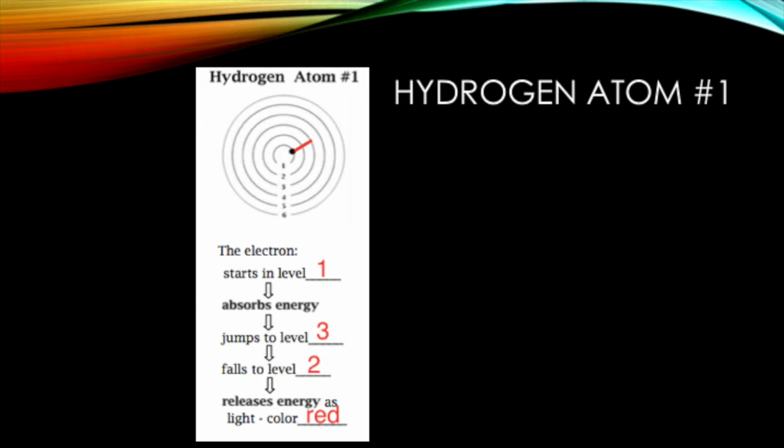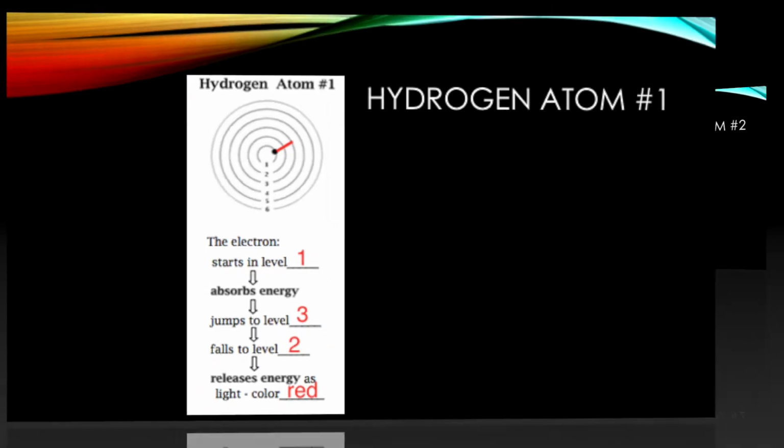So fill that in on your sheet and also draw a little arrow. I tried to do this at the top of the picture, but I didn't do a great job. Draw a little arrow that shows the electron jumping from level 1 to level 3. And then if you want to, you can draw a little arrow showing it jumping back down to 2. And remember that when it jumps back down, it's releasing energy in the form of visible light.